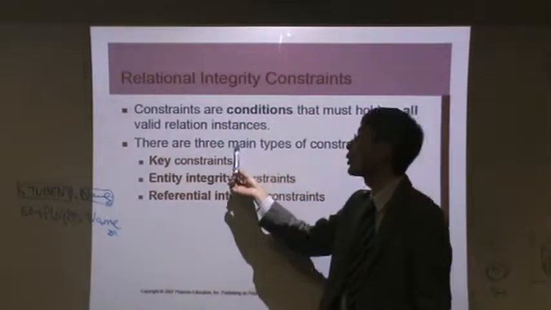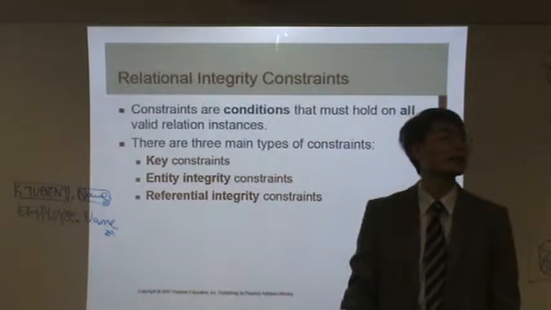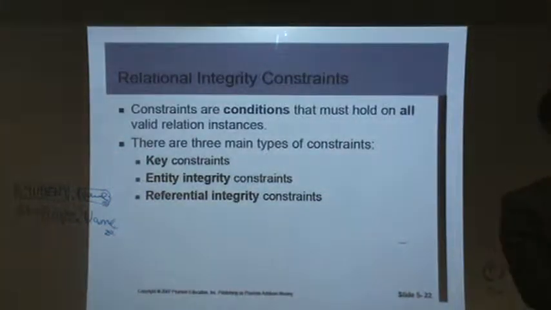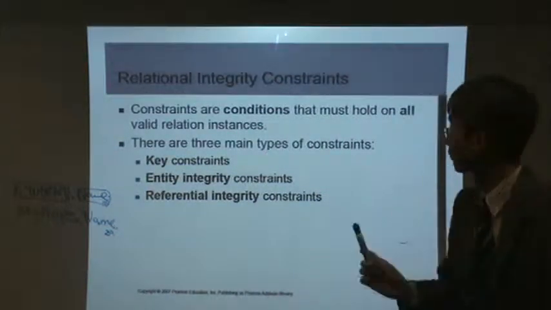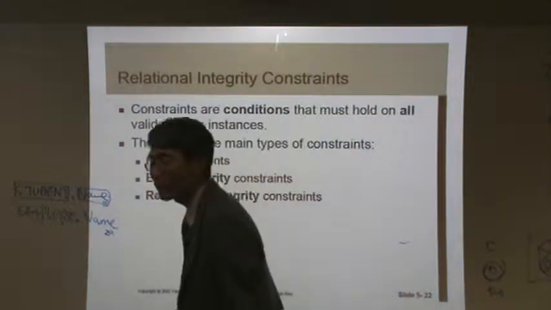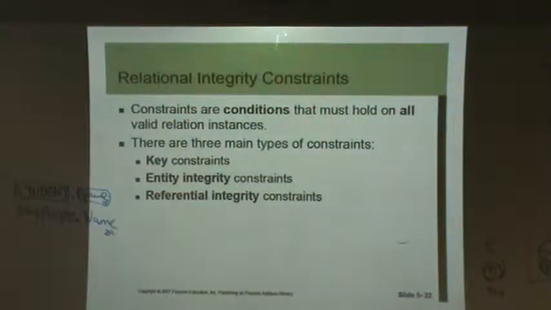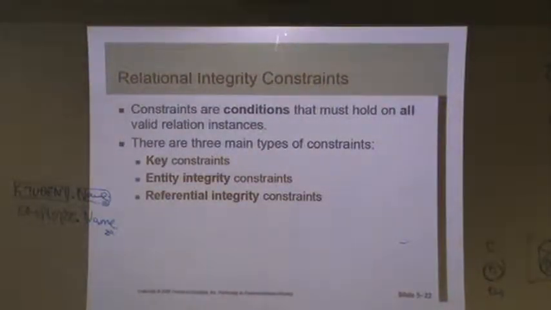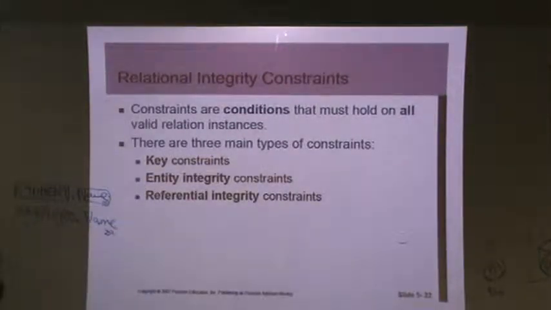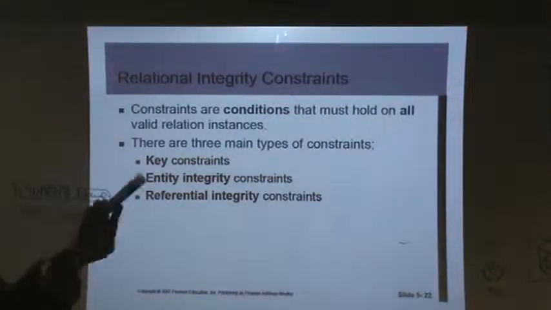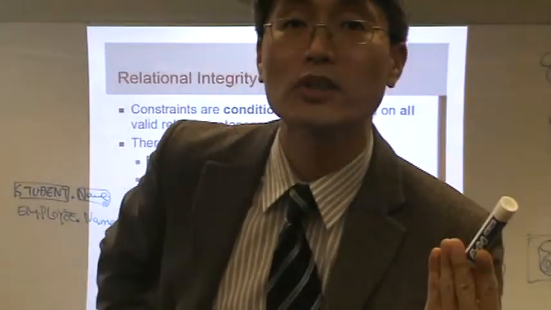So we are going to identify three main constraints, three main concepts, three main characteristics. One is the key constraint, another is the entity integrity constraint, and the third is the referential integrity constraint. Some of them you have already heard about. Okay, let's start from the key constraint. You can imagine what a key constraint is. Key means a key attribute, or sometimes a composite key attribute.